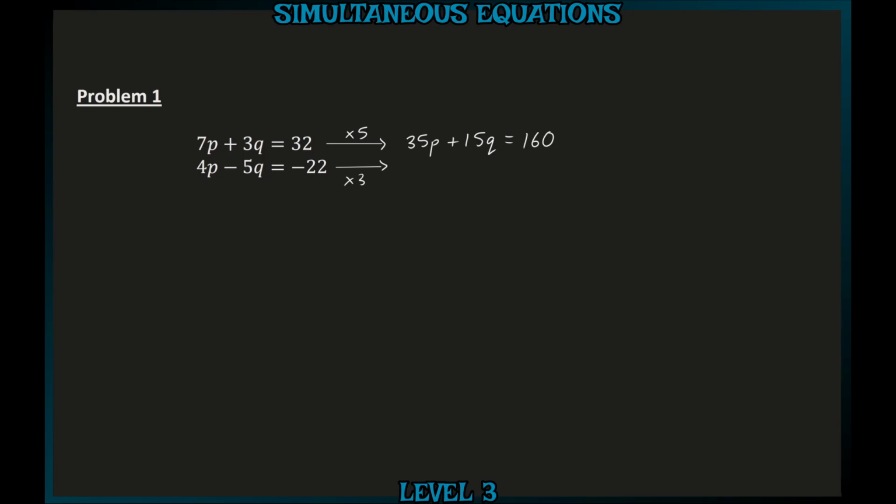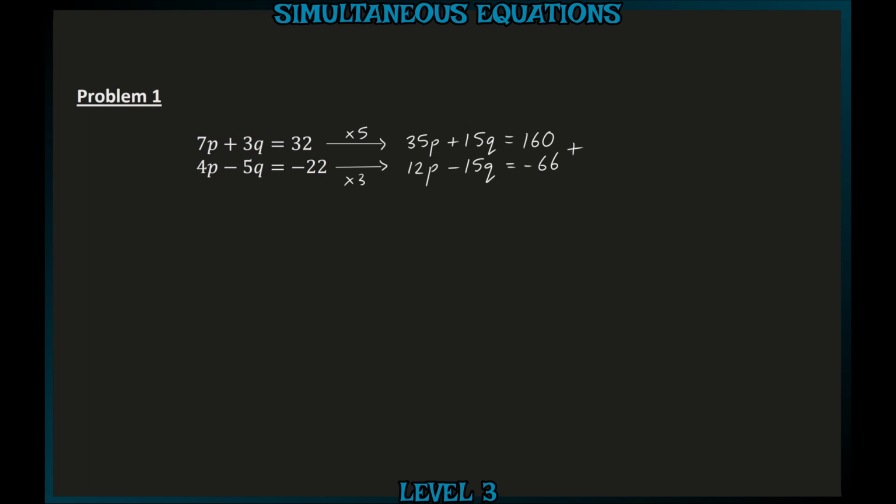Moving on to the second equation, we're going to multiply it by 3, so we have 4p times 3, which is 12p, minus 5q times 3, which is minus 15q, and then on the right, minus 22 times 3, which is minus 66. Now since we're eliminating the q's, and they have different signs, we're going to add them to eliminate, because 15q plus minus 15q is 0.